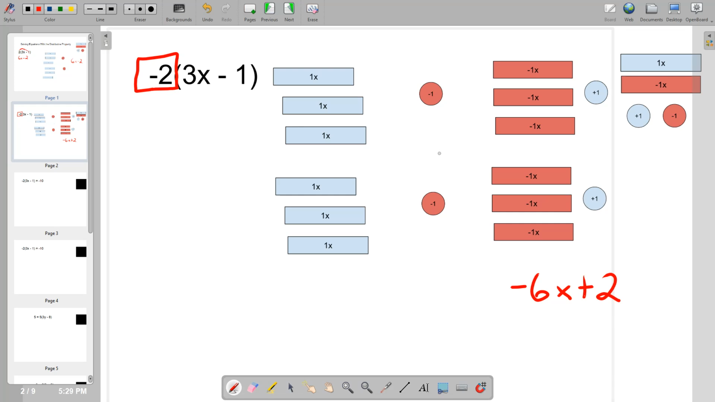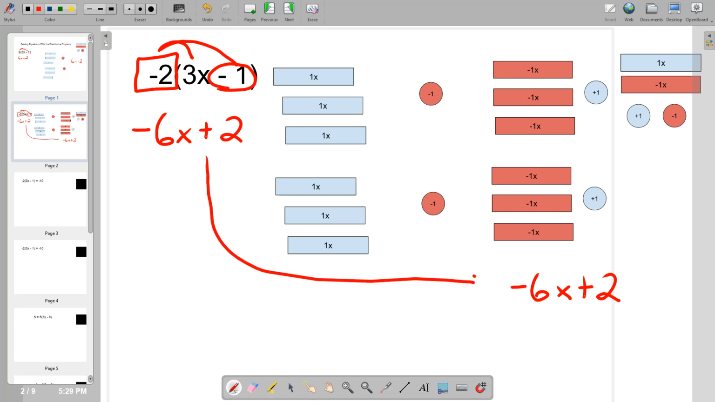Now, because that's a little messy, most of the time people are going to use the shortcut at this point. But be really careful with those negatives. Negative 2 times positive 3x would give us negative 6x. And negative 2 times negative 1 would give us positive 2. Which does give us the same answer that we were getting before, but it is a little bit quicker to be able to use the shortcut instead of the actual problem.